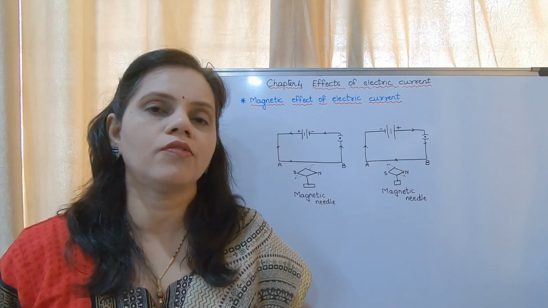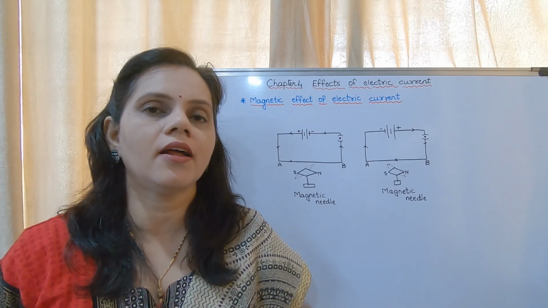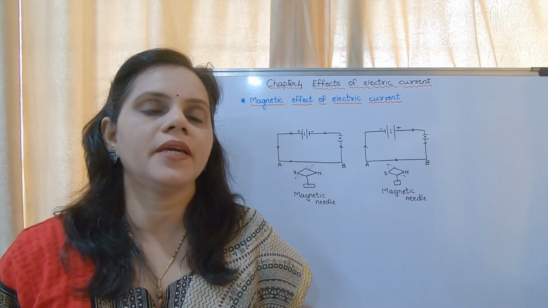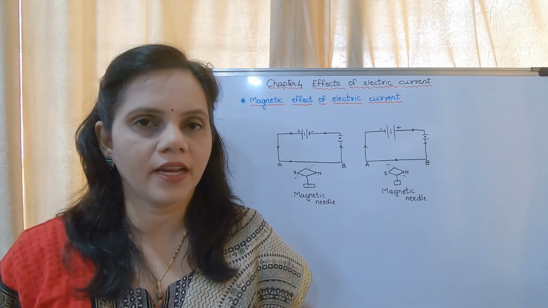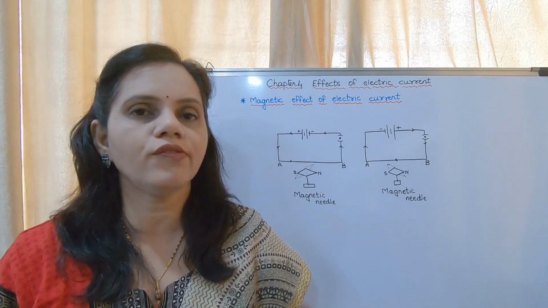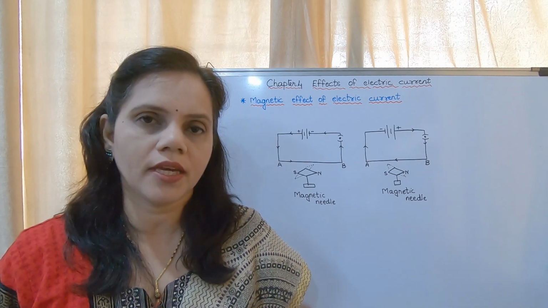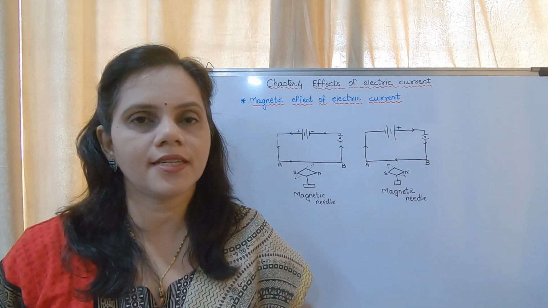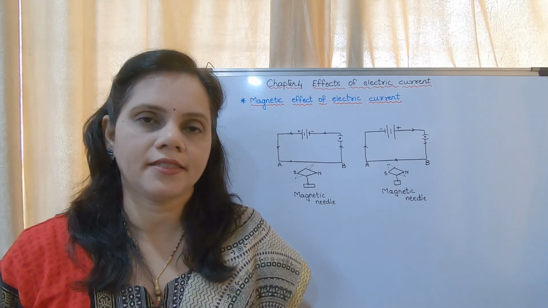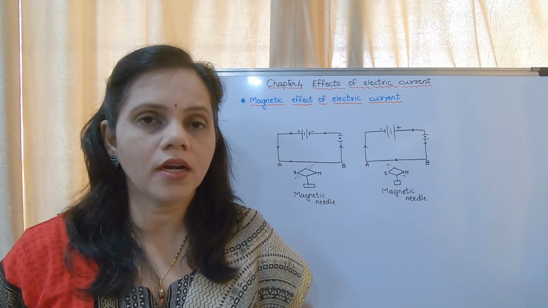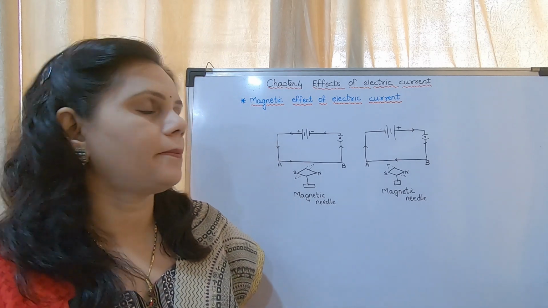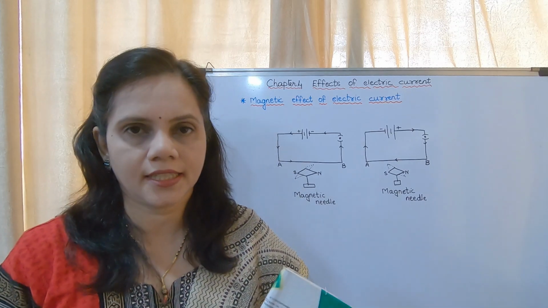We make use of these two properties in our appliances. In our different appliances we make use of these two properties of electric current, that is the heating effect and the magnetic effect of electric current. For the heating effect we studied the bulb, electric heater, and electric cooker yesterday. Today we will be starting with the magnetic effect of electric current.